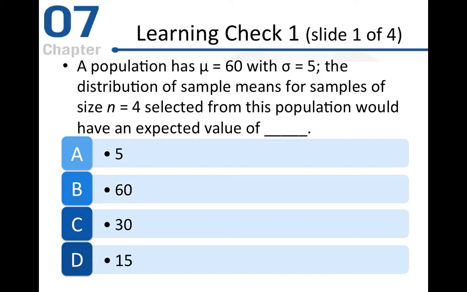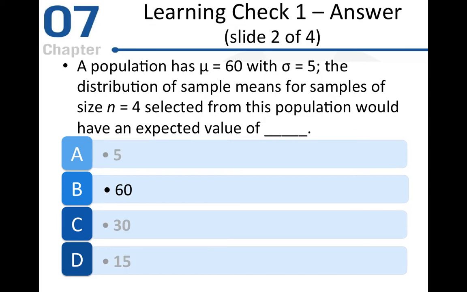So the expected value would be 60. Why? Because, as we mentioned, for the distribution of sample means, it doesn't even matter the size of the samples, if you continue to resample, the expected value will be exactly equal to the population mean. Why is that? Because the mean is an unbiased statistic.